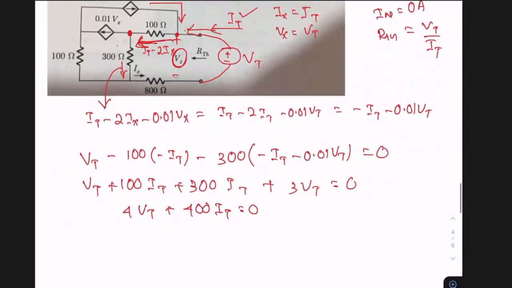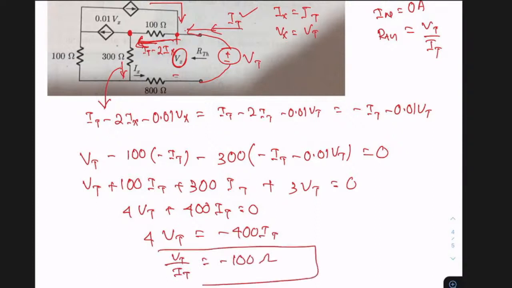Then the VT to IT ratio: 4 VT is equal to minus 400 IT. So VT by IT is equal to minus 100 ohms. So this is what your RTH is.